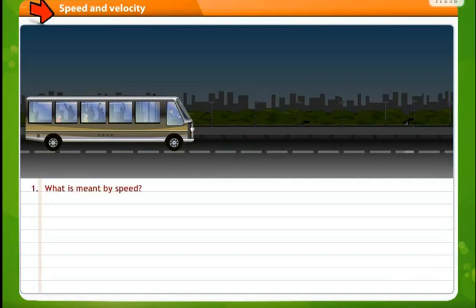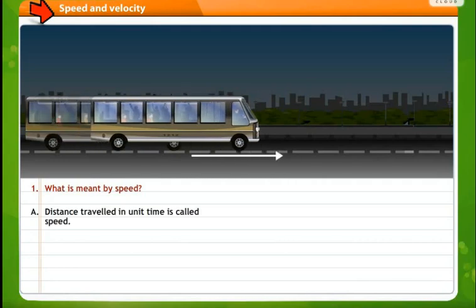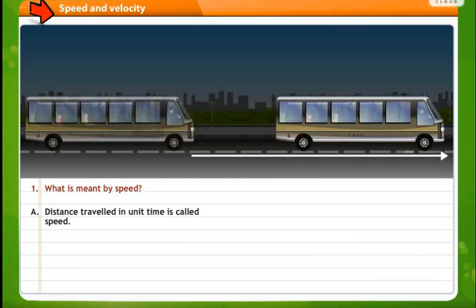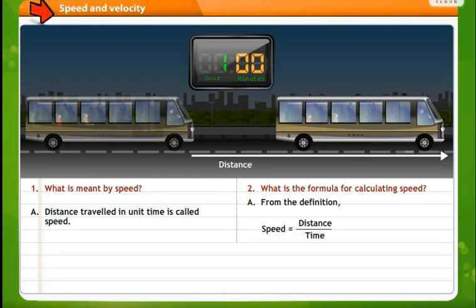First, we will study in depth what is meant by speed. Speed is defined as the distance traveled in unit time. Now, the amount of distance traveled with respect to time is speed. So the formula for calculating speed is equal to distance upon time. As the definition says, distance traveled in unit time is called speed. So speed is equal to distance upon time.